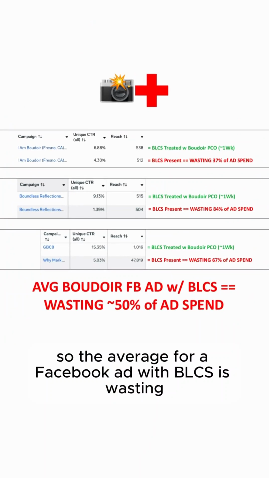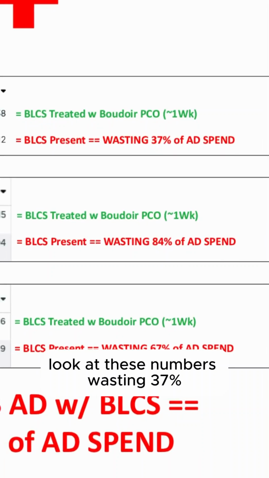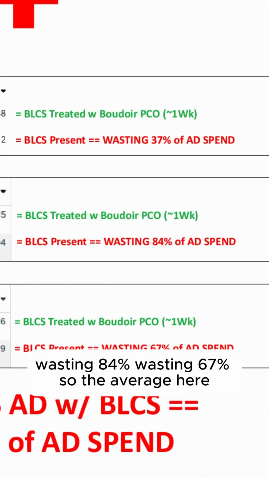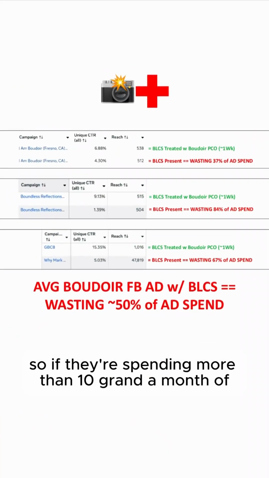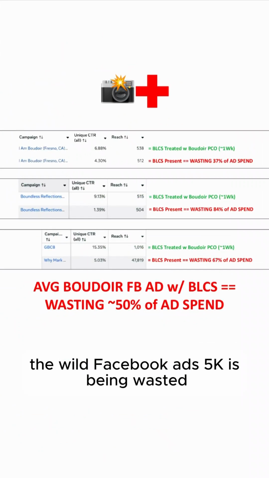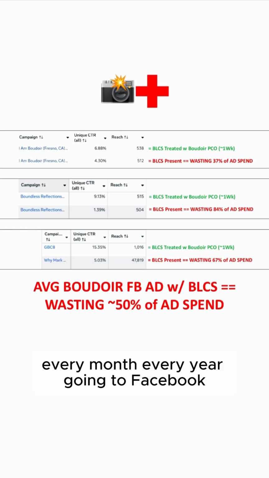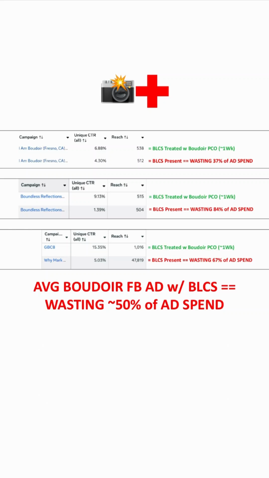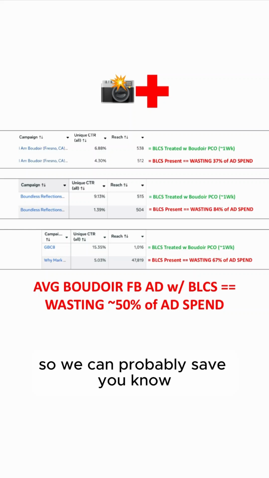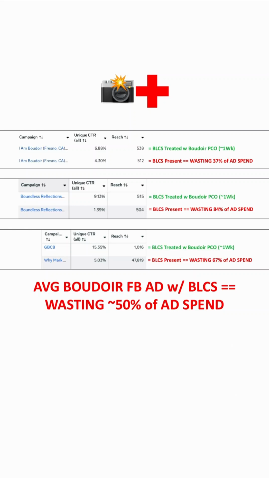So the average Boudoir Facebook ad with BLCS is wasting about 50% of ad spend. I mean, look at these numbers: wasting 37%, wasting 84%, wasting 67%. So the average here, whatever these numbers are, is somewhere between 50 to 60%. So if they're spending more than 10 grand a month with Boudoir Facebook ads, 5K is being wasted, approximately every day, every month, every year, going to Facebook, literally going to Facebook and giving us nothing, guaranteed. So we can probably save 5K a month, or approximately 60K over the next year.